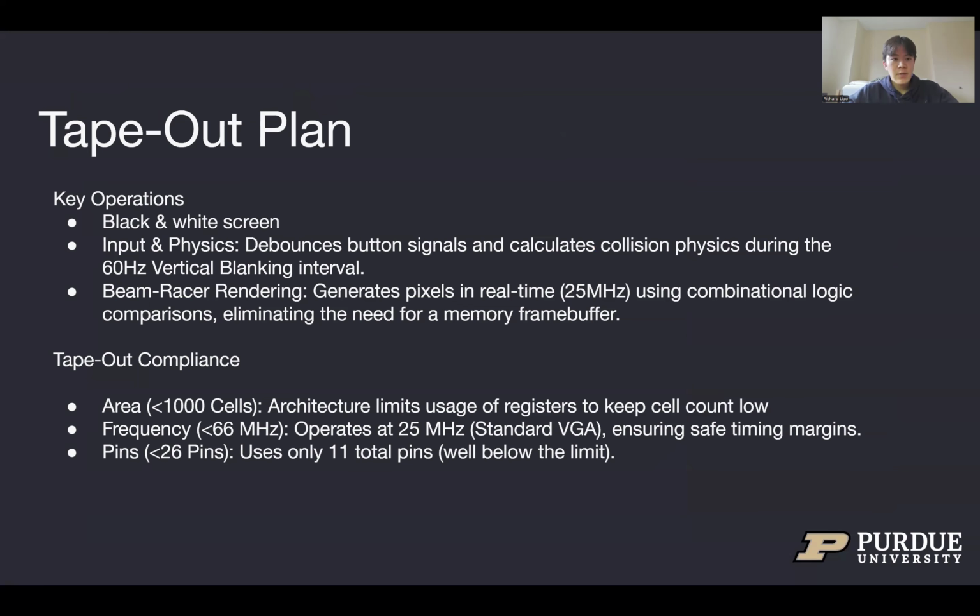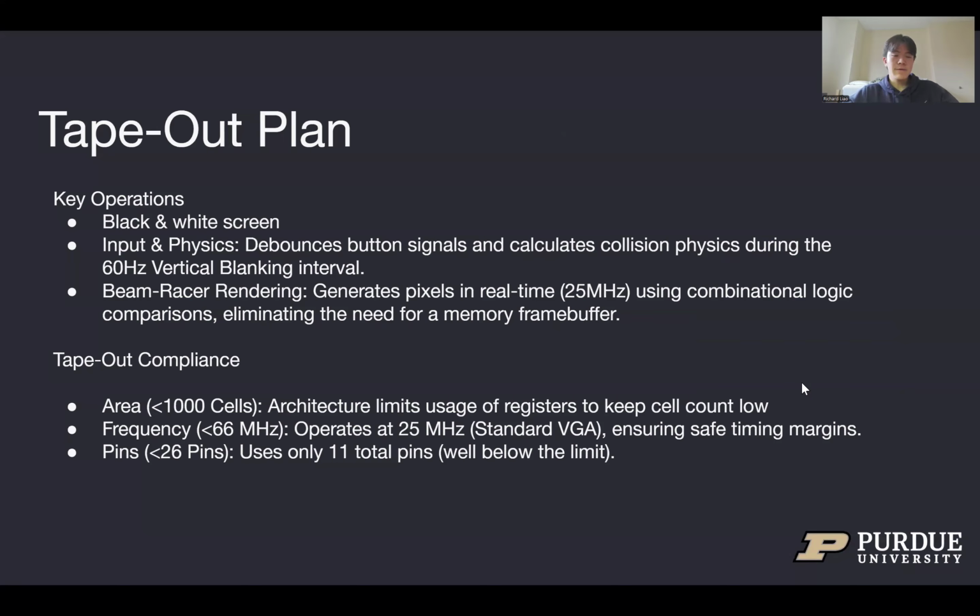And this is our tape out plan. If we haven't mentioned it before, we're going to be doing this in black and white, just like the original Pong game, so we only have a 0 for black and a 1 for white for each pixel. We also have our input and physics. We need to keep track of the buttons that the players press, and also calculate collision physics, like when the ball hits the top of the screen or when the ball hits a paddle. As we mentioned before, we're going to be generating the pixels in real time and minimizing as much logic as possible, combinational logic as possible.